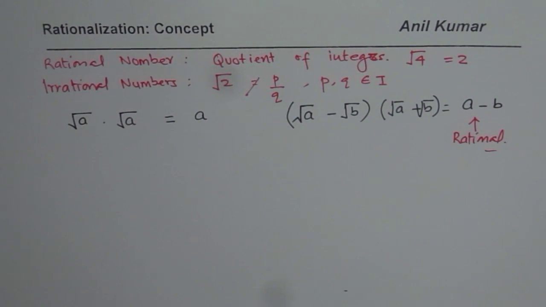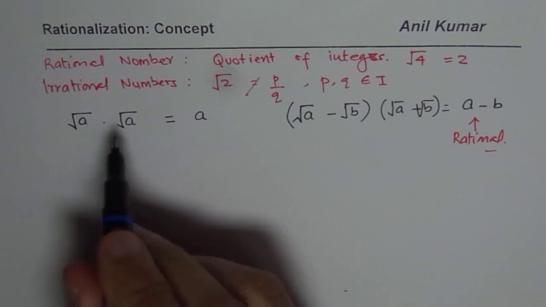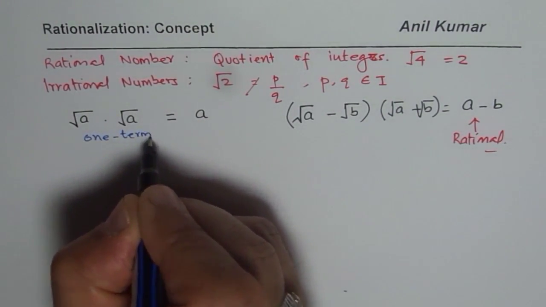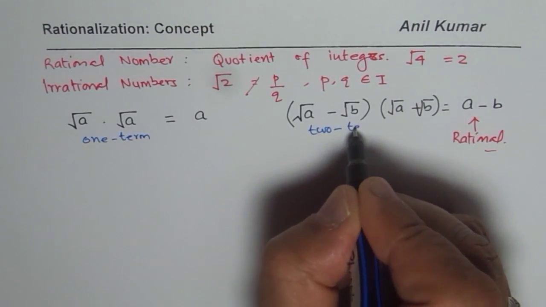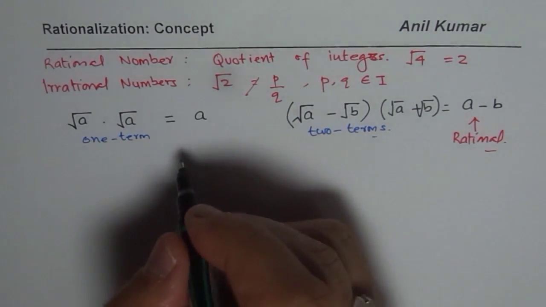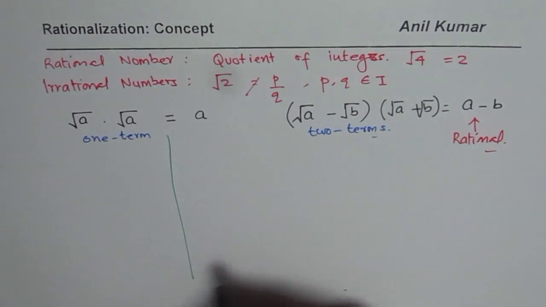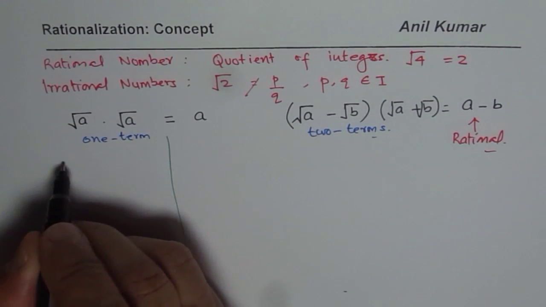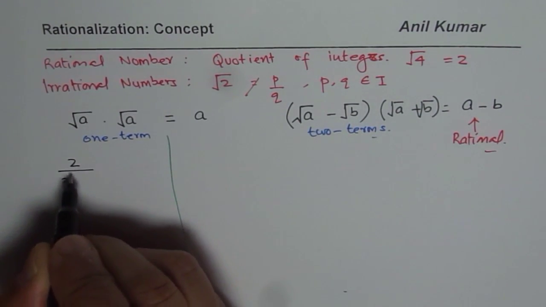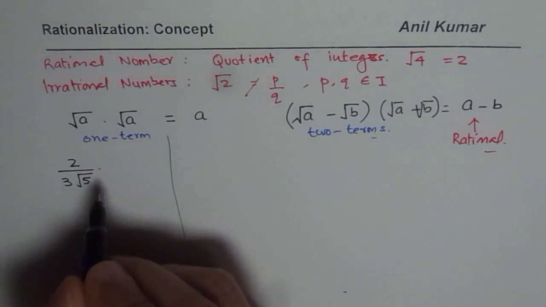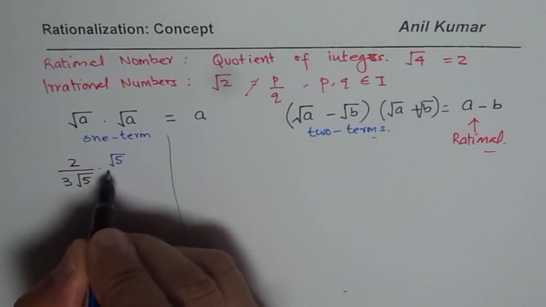So from here you also observe that we are working on two different cases. One is we could have one term, or we could have two terms. Likewise, in our examples, we will consider different kinds of examples, examples with one term and examples with two terms. Now let me take a few to begin with. Let us say we take the number 2 over 3 square root of 5. Now this is an irrational number. Now what happens if I multiply and divide this number by square root of 5?